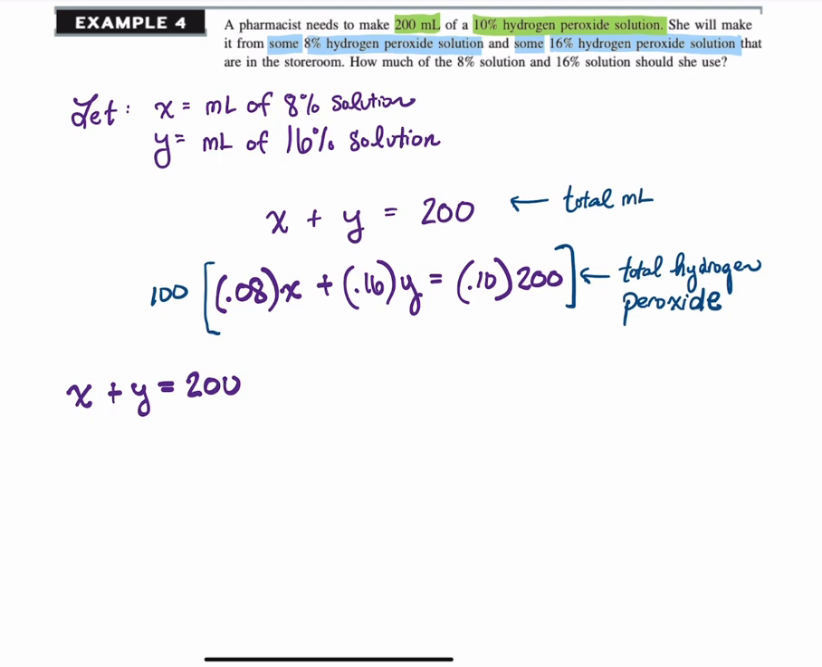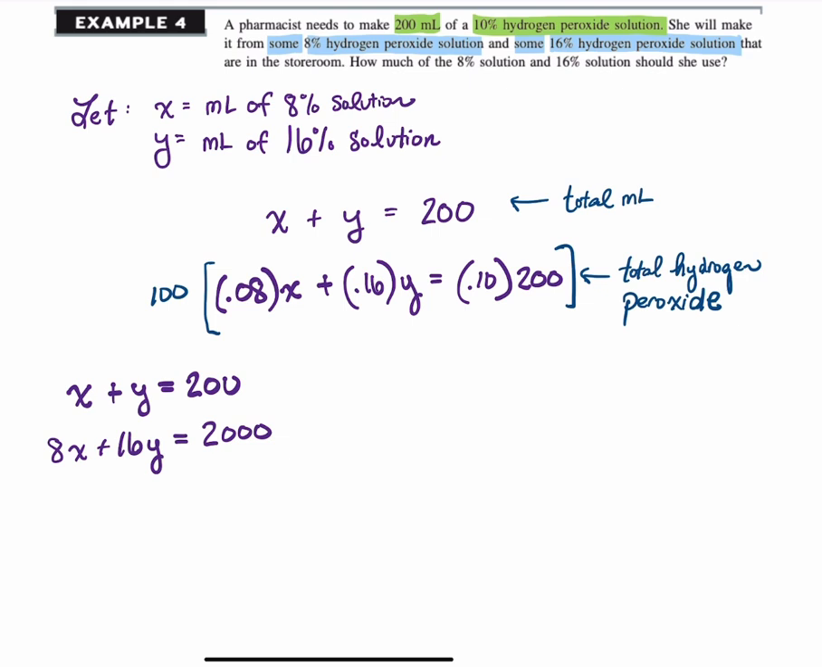Now with the second equation, we multiplied each term by 100 to move the decimal place over 2 spaces. So this becomes 8x plus 16y. And then this 0.10 got multiplied by 100, so it becomes a 10. So 10 times 200 is 2,000. So a little bit nicer system to work with.